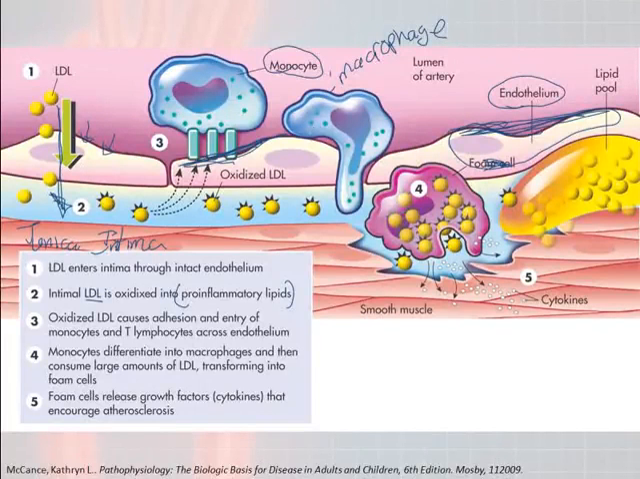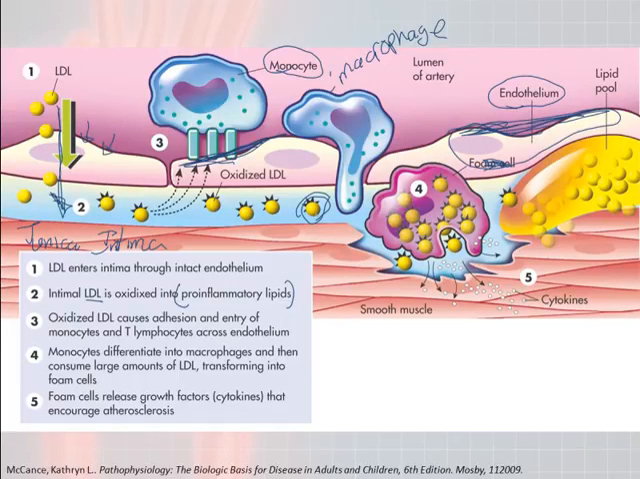Now, this macrophage has the ability to completely change its morphology or its shape so that it can squeeze in between these endothelial cells. Once it squeezes in between these endothelial cells, it will then attach to and completely engulf all of these little oxidized LDLs. And that's what's occurring over here.